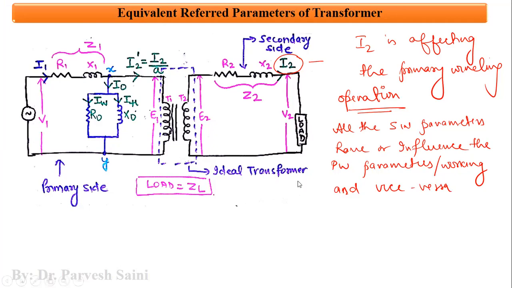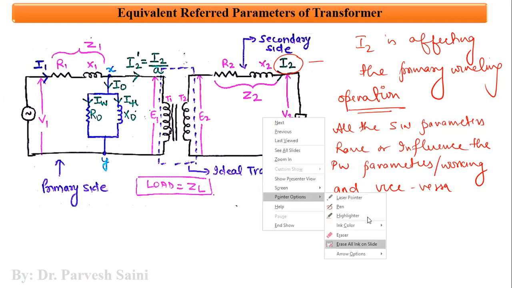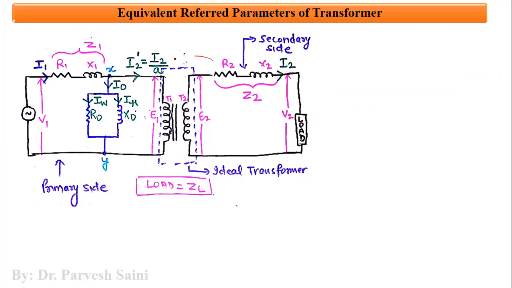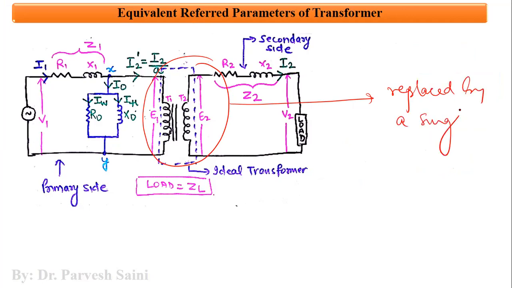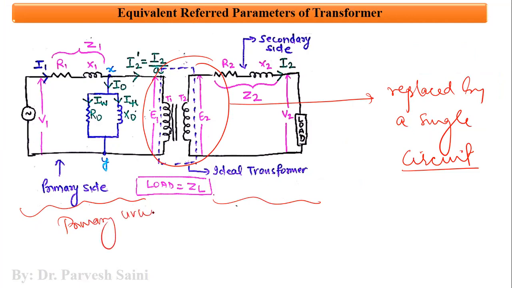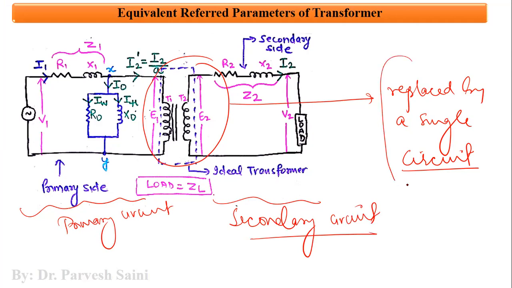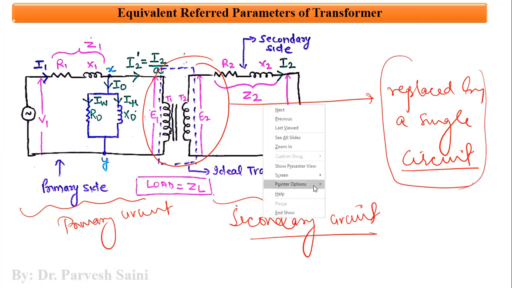Now this leads to the fact that these two windings can be replaced by a single circuit. It is possible to obtain a single circuit because here we have two circuits. This is the primary circuit and this is the secondary circuit. So we can combine these two and get a single circuit by using the equivalent referred values.